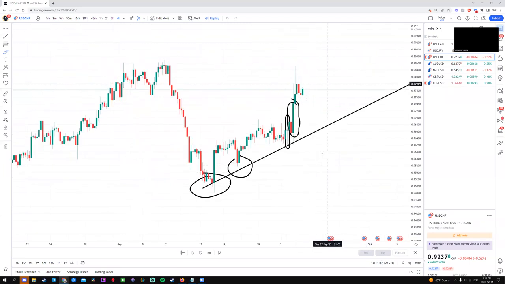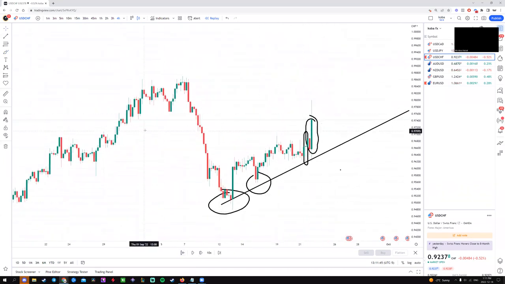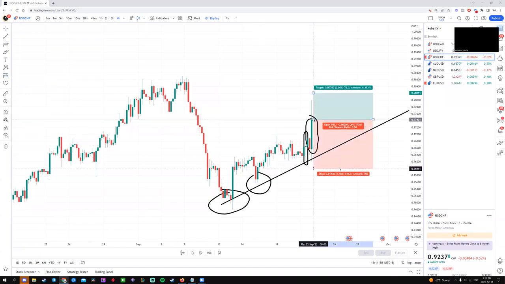So now what you can do is now you can take your trade, right? So we would have taken the trade right at this big engulfing candle, and we would have used a take profit and stop loss like this.